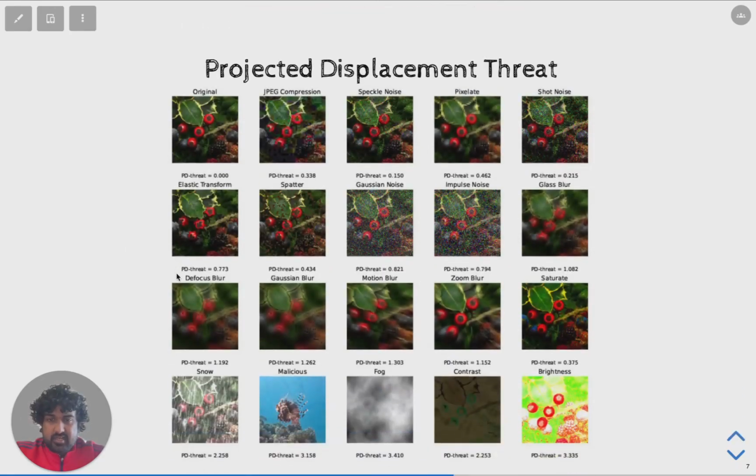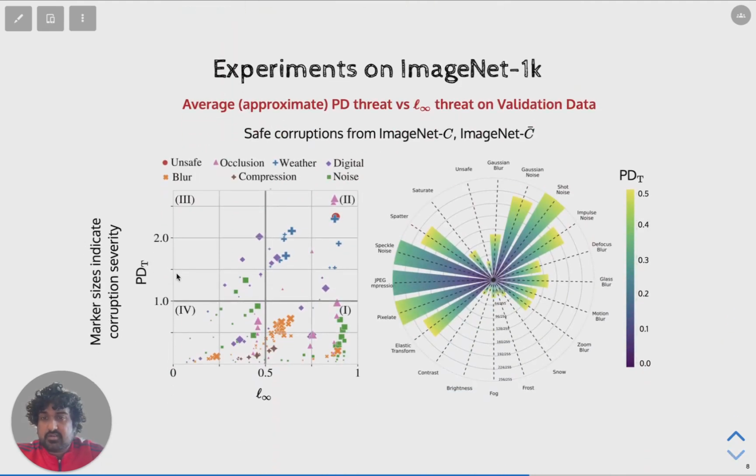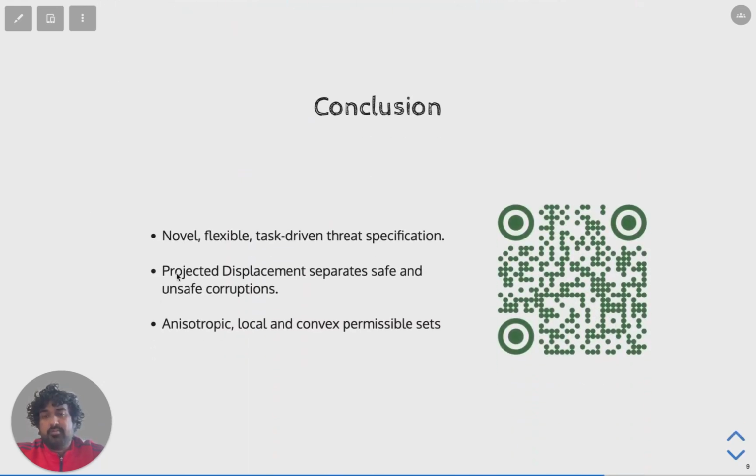As an example at a glance, we show many perturbations with their corruption types listed above and the corresponding PD threat. We observe that intuitively PD matches our notion of signal degradation. And specifically, malicious corruptions that actually change the label are ascertained to have a larger threat. This phenomenon is not just a cherry-picked example, it also bears out in average statistics across the entire data set. And for more details on this, you can see our paper.